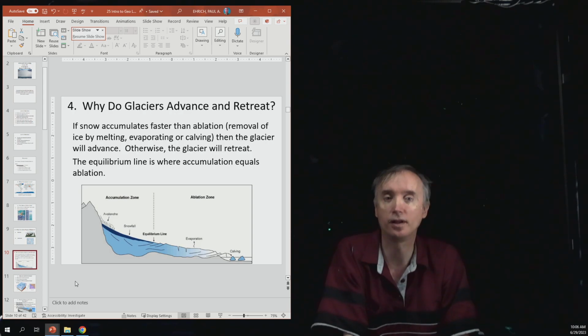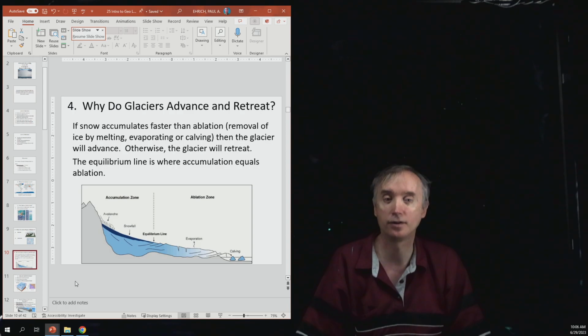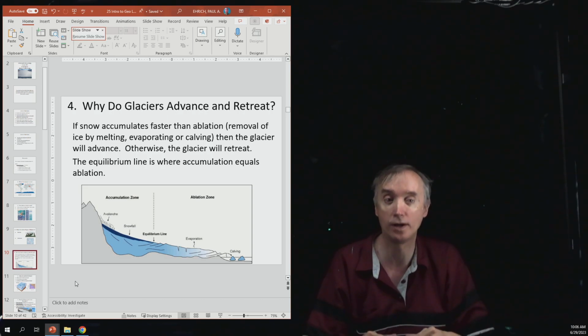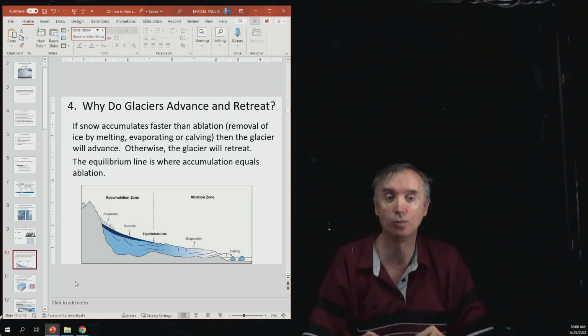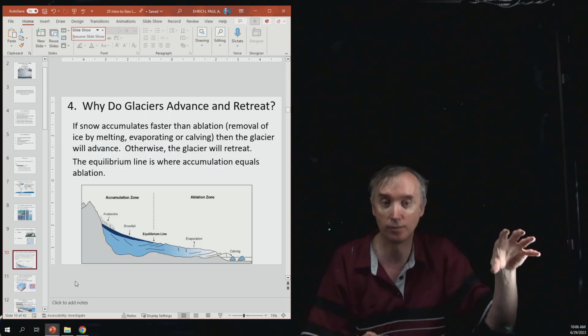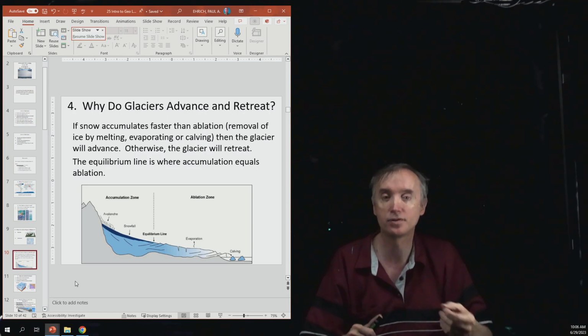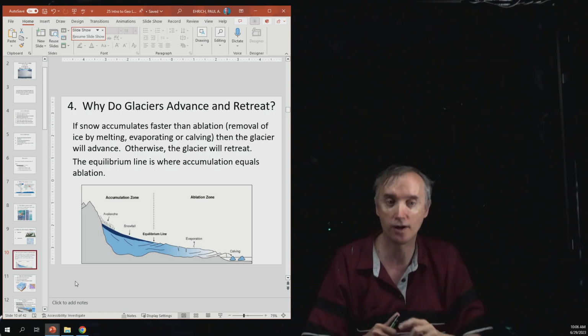Okay, why do glaciers advance and retreat? So I want to point out that a glacier always goes downhill. So it's kind of like a form of mass wasting. We talked about avalanches when we talked about mass wasting, and that was when snow flows down a mountainside. Well, this is kind of similar, but it's going to be ice. So this ice is going to be moving downhill as a result of gravity.